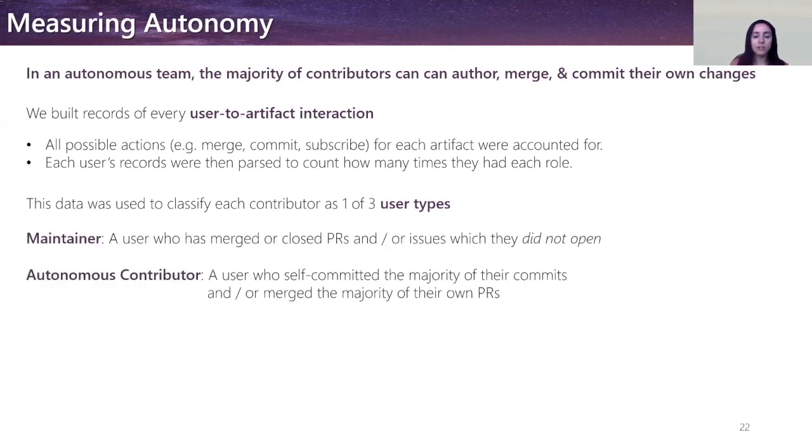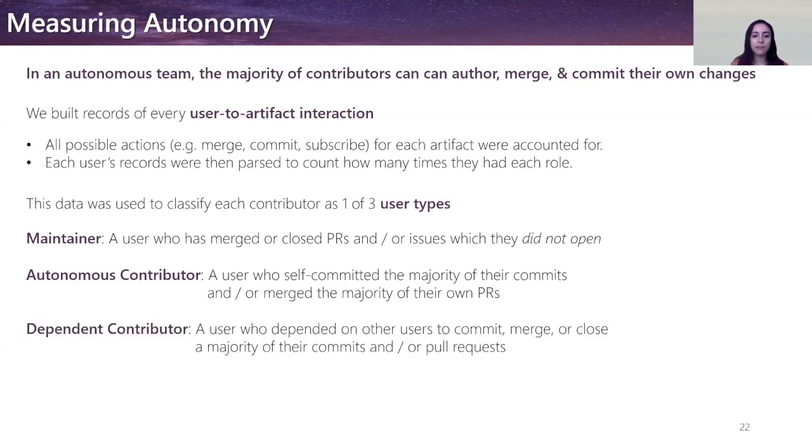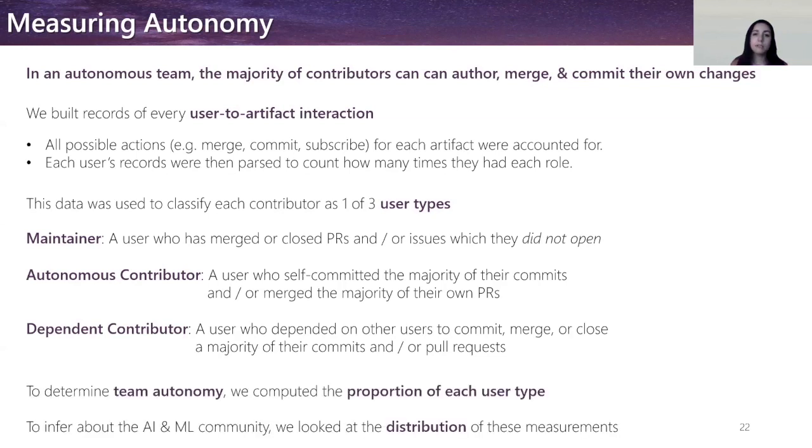We have maintainers, and we have autonomous contributors, whose majority of commits are self-committed and whose majority of PRs are merged by them. A dependent contributor is one where the majority of their commits were not committed by them, and a majority of their pull requests were not merged by them. So to determine team autonomy, we computed the proportion of each user type. And to infer about the AI and ML community, we looked again at distributions of these measurements across the community.